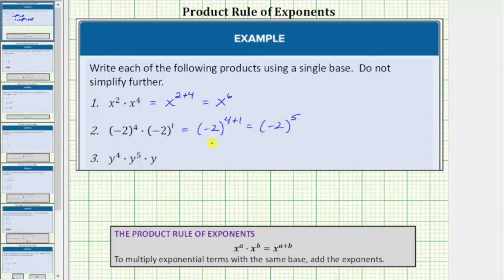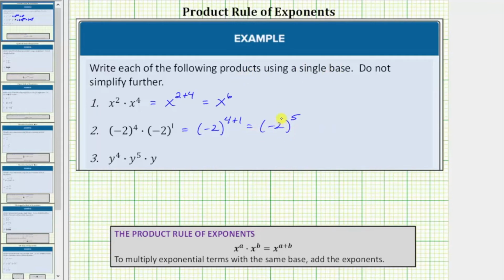We will go ahead and leave the product in this form because it says leave the product as a single base, do not simplify further. So because we have a numerical base, we could multiply out 5 factors of negative 2, which would give us negative 32. But again, because the directions do say leave the product as a single base, we'll leave the expression in this form.